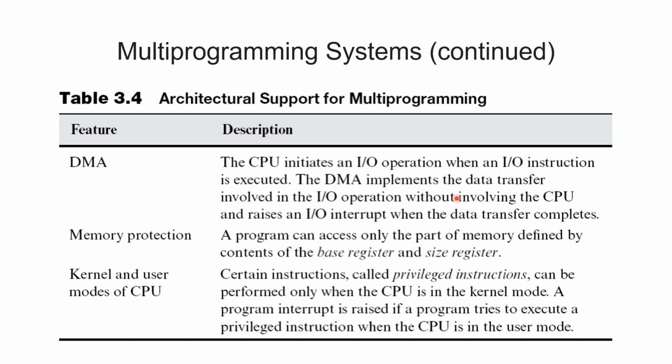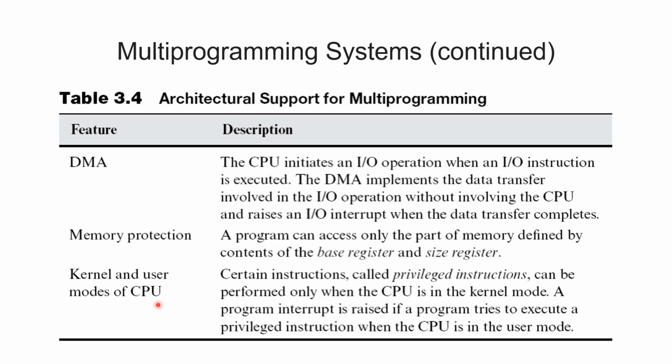The next one is memory protection. Because multiple programs are there in the memory, they need to access the data and code present in the memory. One program should not interfere with another program present in the memory, so we need memory protection. A program can access only a part of the memory defined by the contents of the base register and size register. That particular data only we can access.